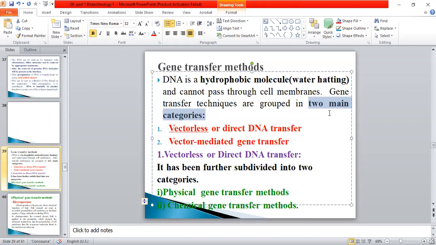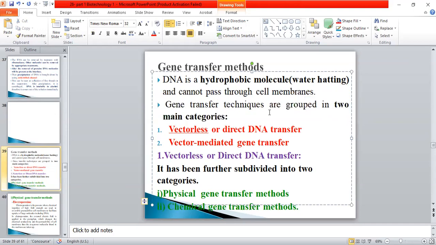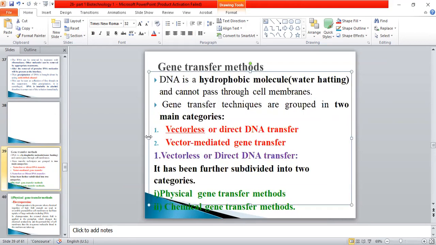So there are two types of gene transfer techniques: vectorless or direct DNA transfer, where we can easily introduce DNA directly into the host without any vector, and vector-mediated gene transfer, where a vector is essential in the gene transformation. First, we are going to see vectorless or direct DNA transfer. It is further subdivided into two categories: the physical gene transfer method and the chemical gene transfer method.